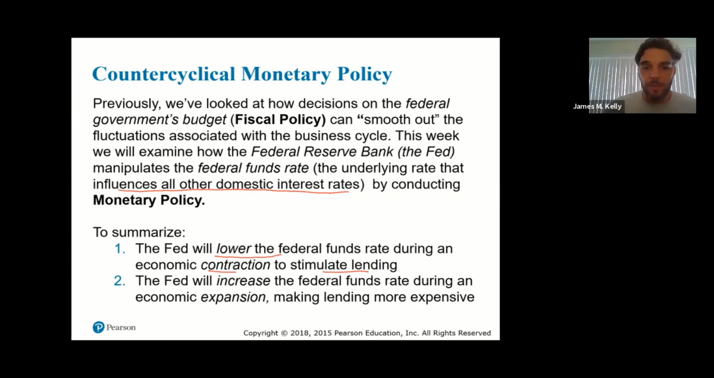The opposite is going to happen when the economy is in an expansion state. In those times, we're going to see the federal funds rate rise, and we're going to see interest rates rise, making lending relatively more expensive.